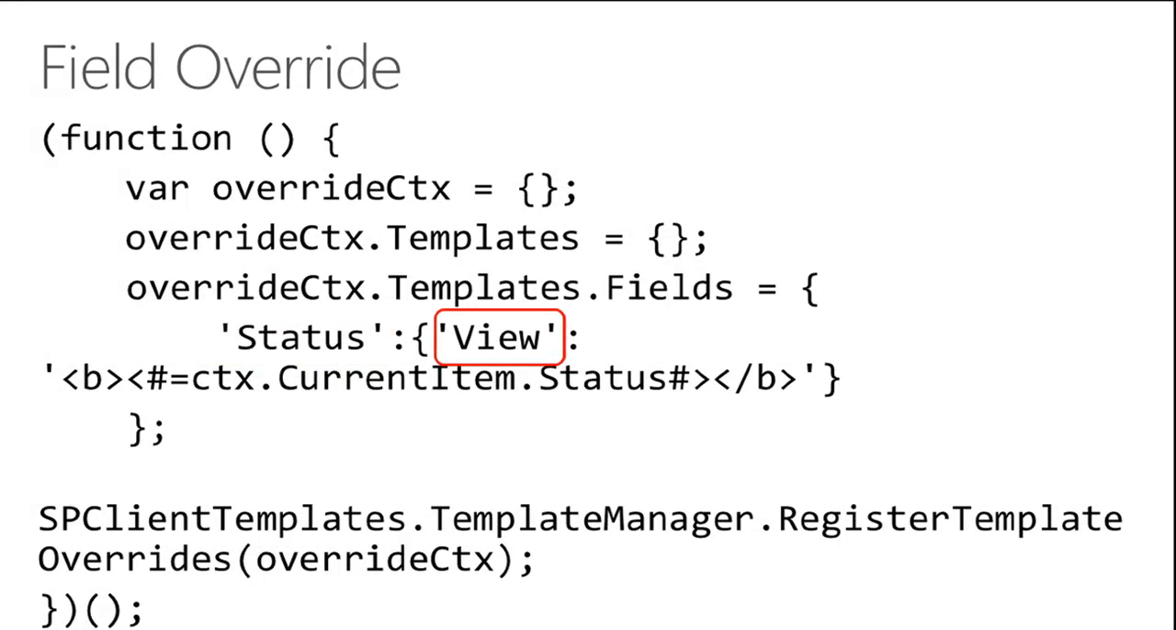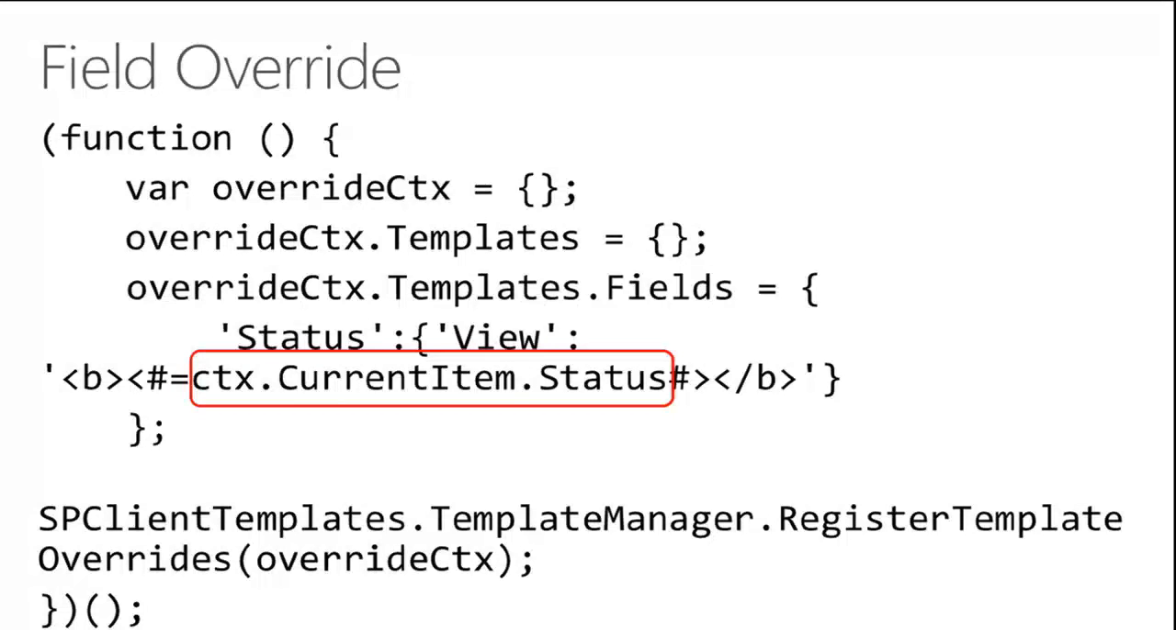View. Now this one's a little bit interesting. Most of the time when you're overriding a view, you're going to have that in there. There are other values that you can put in there, and that's if you want to override forms. So we've got the new form, the display form, and the edit form. This is dictating which type of override that you're using. And then inside the code here, this is a reference to the current data that's in that item.